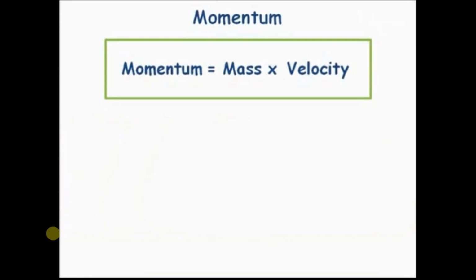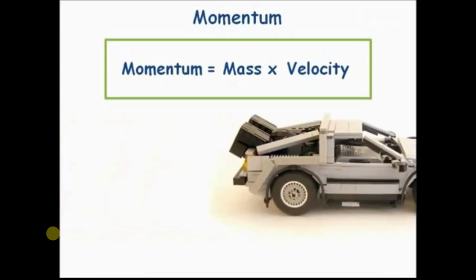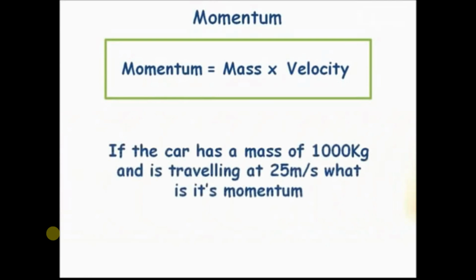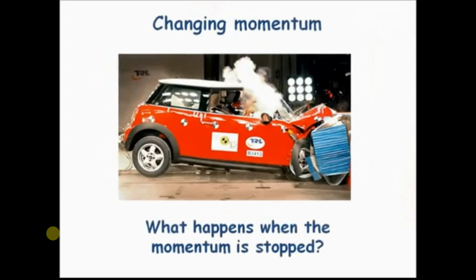Mass times velocity. If our car weighs 1,000 kilograms and it is travelling at 25 meters per second, what is its momentum? You can probably do that in your head. Going to be 1,000 times 25. What's its momentum? 25,000 kilogram meters per second. That's right, you've got it. 25,000 kilogram meters per second.